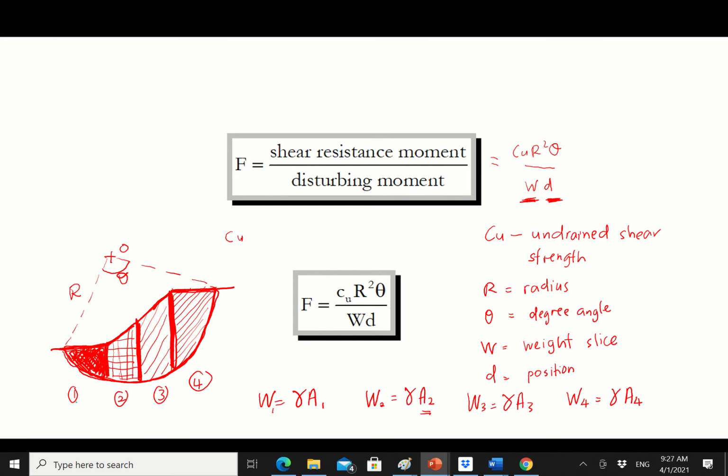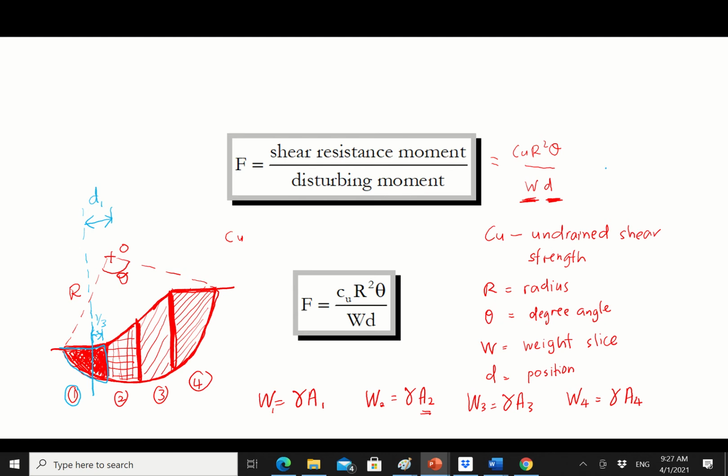So if you look at slice number 1 here, the shape is almost like a triangle, and the effective position is 1/3 of the width. You can draw this very fine line to show the position of W1, 1/3 from the edge. Why do we need to draw this line and know this position? Because you must calculate from the centroid to this position, and that is considered D1.